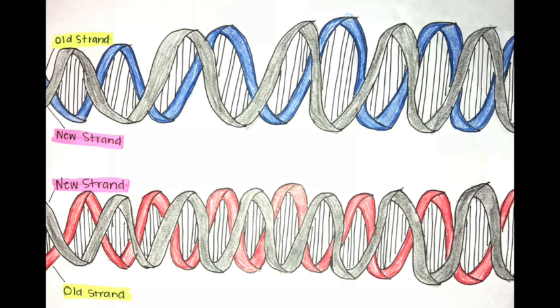DNA replication is described as semi-conservative because each DNA molecule is made up of one old conserved strand of DNA and one new one.